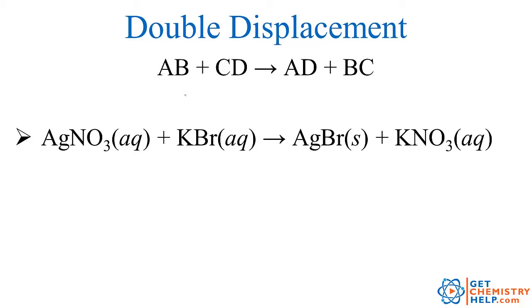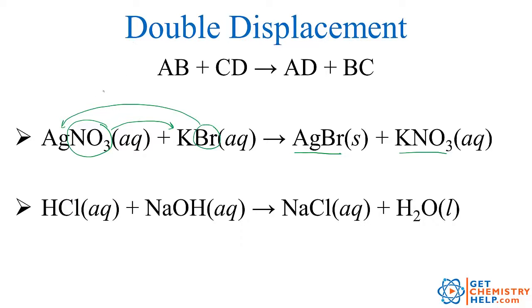Now again, in a double displacement, this happens twice. So notice silver nitrate plus potassium bromide goes to silver bromide and potassium nitrate. So the bromide was with potassium and it moved over here with the silver to make silver bromide. The nitrate was with the silver and it moved over with potassium to make potassium nitrate. So 2 different things were displaced, so it's a double displacement.